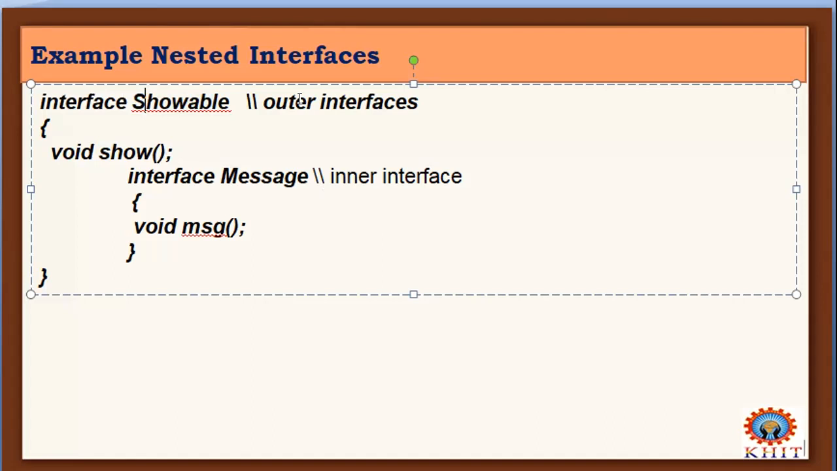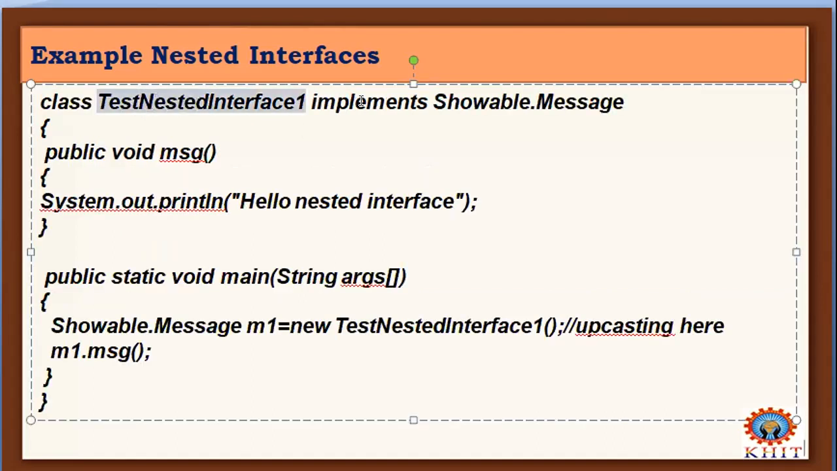So here TestNestedInterface1 is a class which implements this Showable.Message. What is the Showable.Message? The Showable.Message is entirely a nested interface concept, which includes two interfaces, Showable interface and Message interface. Okay, so as you can observe here, I have written only the definition for the msg method.